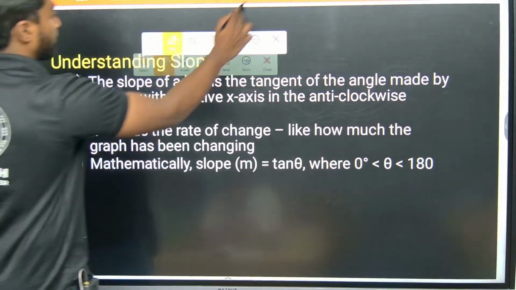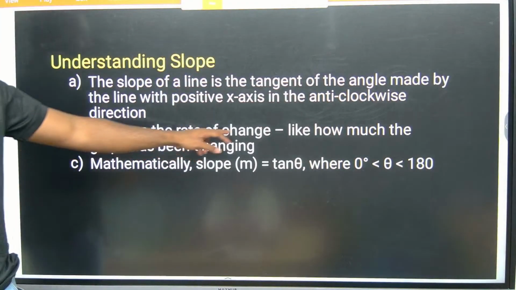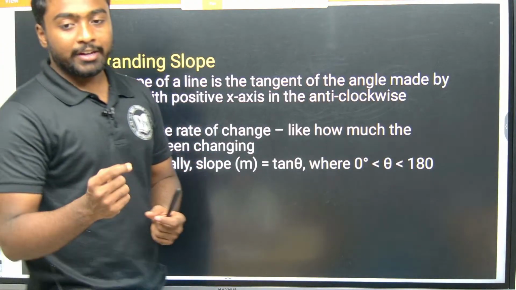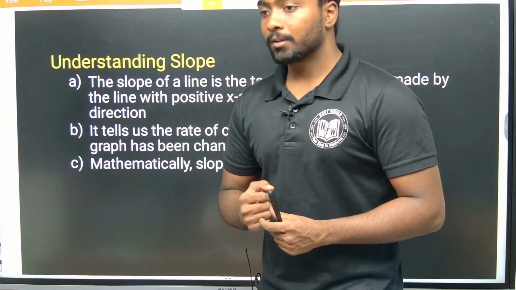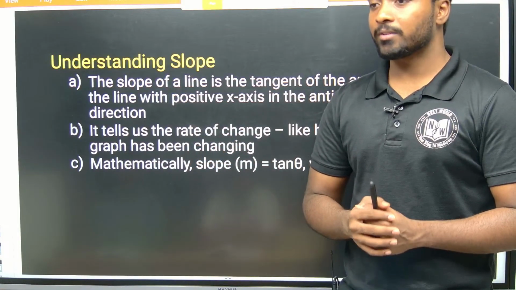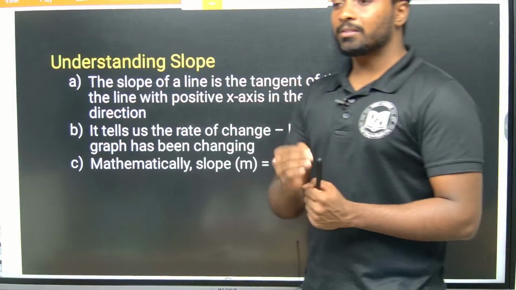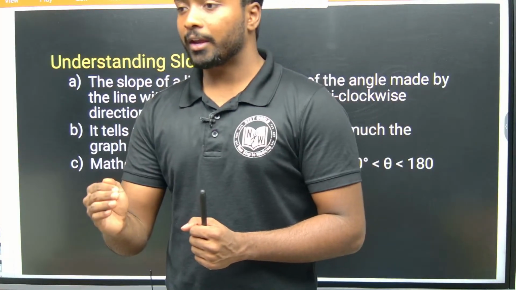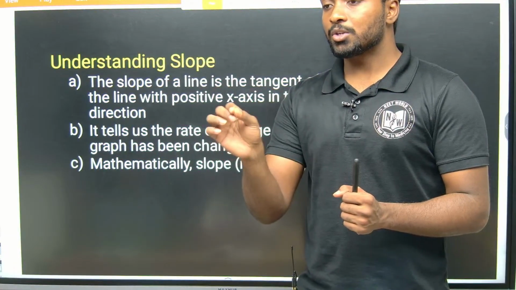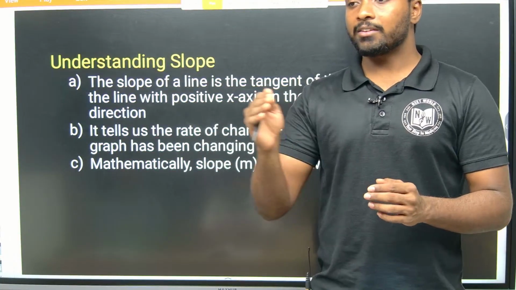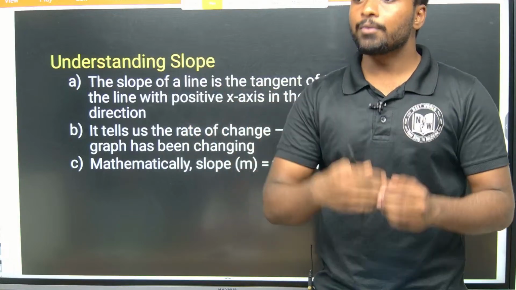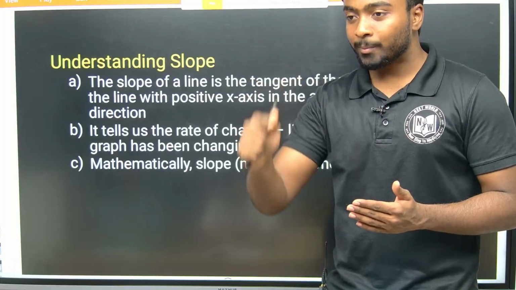First we will read the points here. It tells us the rate of change, like how much the graph has been changing. Whether I take velocity versus time, acceleration versus time, or displacement or position versus time. If an object is moving with some velocity, and the equation has been given and you have substituted, you got at t equals 1 second, 20 meter per second. At t equals 2 seconds, 25 meter per second. At t equals 3 seconds, 15 meter per second. So it has increased and it has decreased.